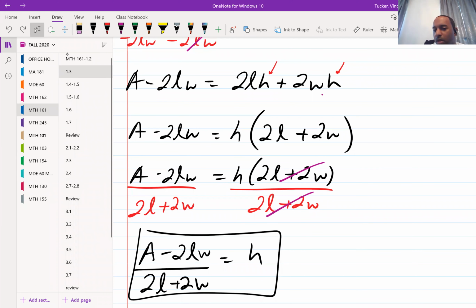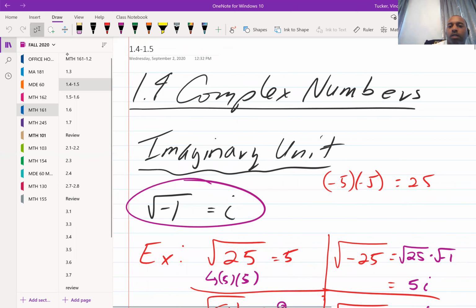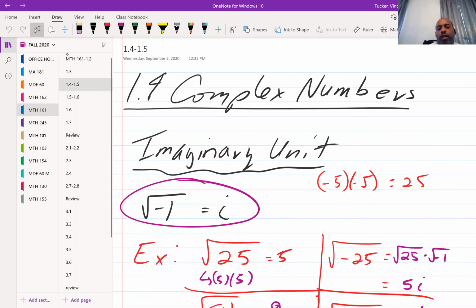All right, so let's at least touch on 1.4 before we close out today. So we're looking at complex numbers. I probably should have made this a different color, but it's all good. So 1.4 is complex numbers. We start off with the imaginary unit, and that is going to be the square root of -1. If you ever take the square root of a negative, the result is going to be i. We call that the imaginary unit.